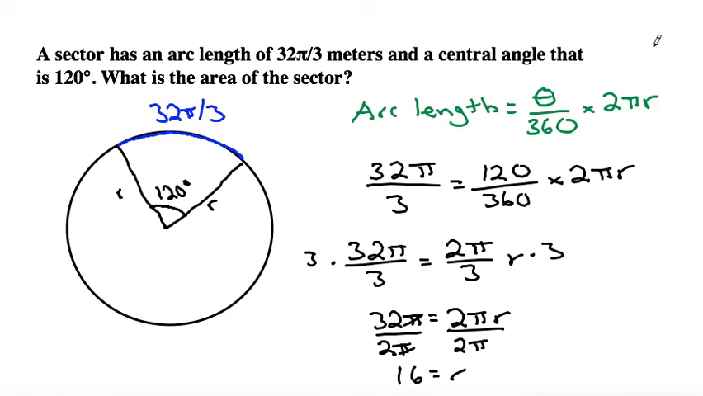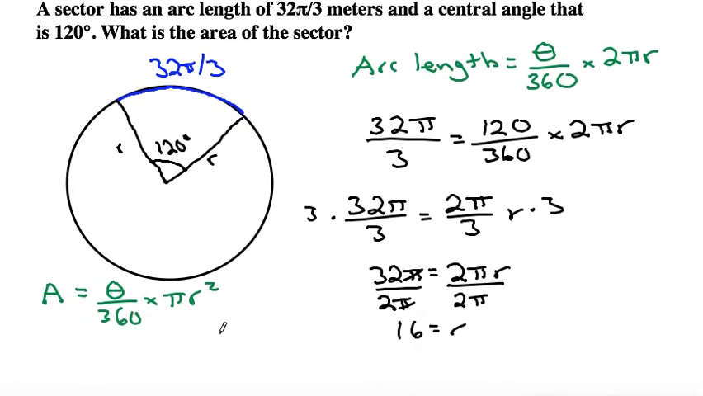From here, let's grab our area of a sector formula. The area of a sector is equal to the angle divided by 360 times pi r squared. Notice again, pi r squared would be the area of the whole circle, and then we're multiplying that by a fraction that represents the fraction of the circle that we're finding the area of.